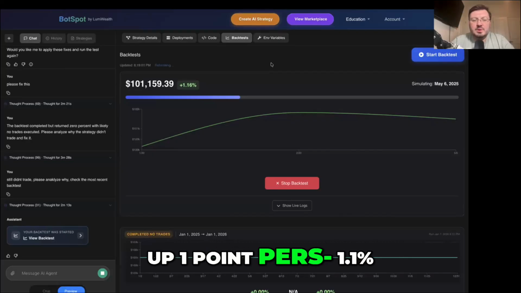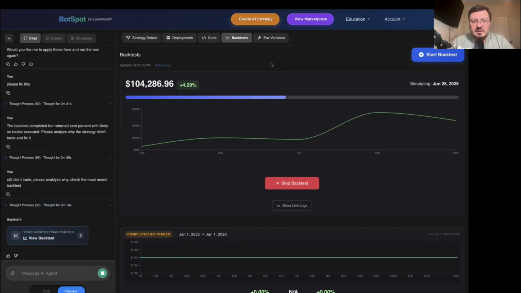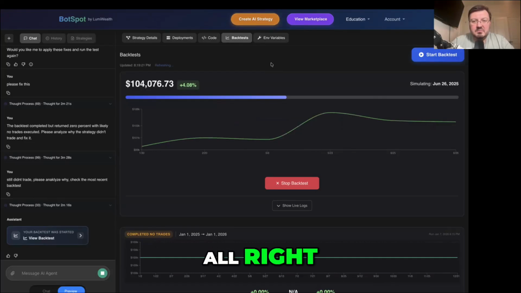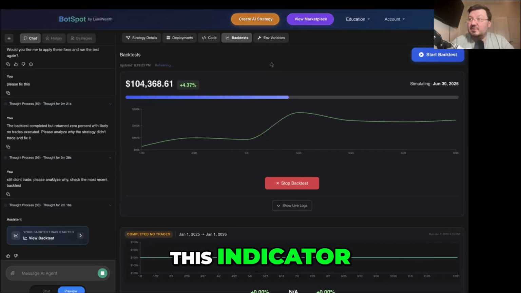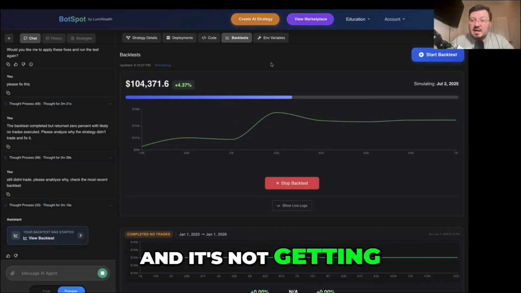Boom. Up 1.1%. Not making a ton of money, but it is up. That's good. Up 5%. Awesome. Very cool. All right, maybe there's something to this indicator. Look at this. It actually seems to be making some money, and it's not getting any drawdowns.